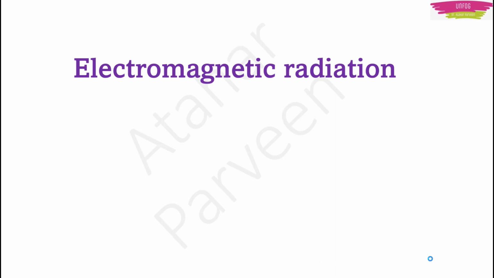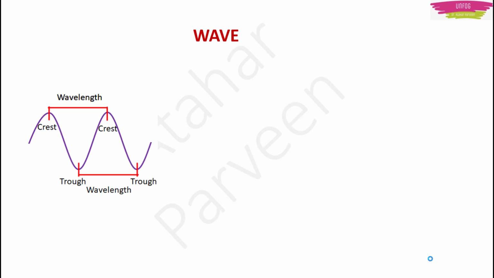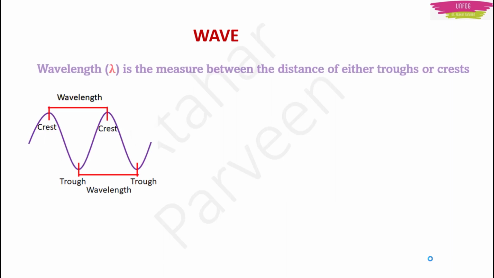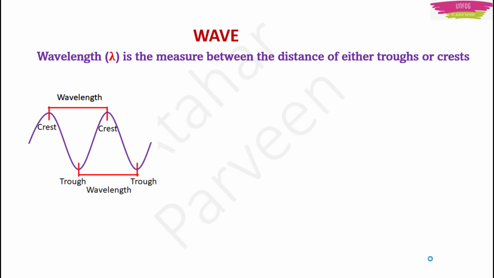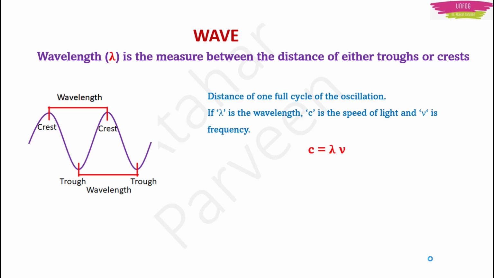Now, let's talk about the light wave. A light wave looks like this. It will have crest, it will have trough. And that light wave will have a wavelength. And also, it will have energy. First, let's talk about wavelength. What is wavelength? Wavelength is the distance between 2 troughs or 2 crests. This is one definition for wavelength. If I want to explain it in another manner, wavelength is nothing but the distance of one full cycle of oscillation, or one full vibration of the wave.